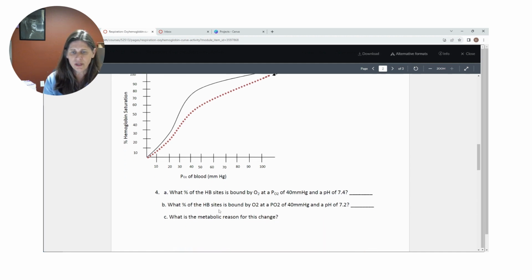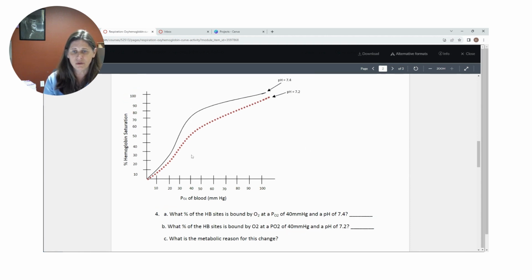Then it says, what percentage of the hemoglobin sites are bound by oxygen at a partial pressure of 40 at a pH of 7.2? So now I'm going to the 40 partial pressure, and I'm going up until I hit the red line. At the red line, that looks like about 50% to me. So what happened was, when the environment got more acidic, even if the partial pressure of oxygen didn't change, the hemoglobin released more oxygen.